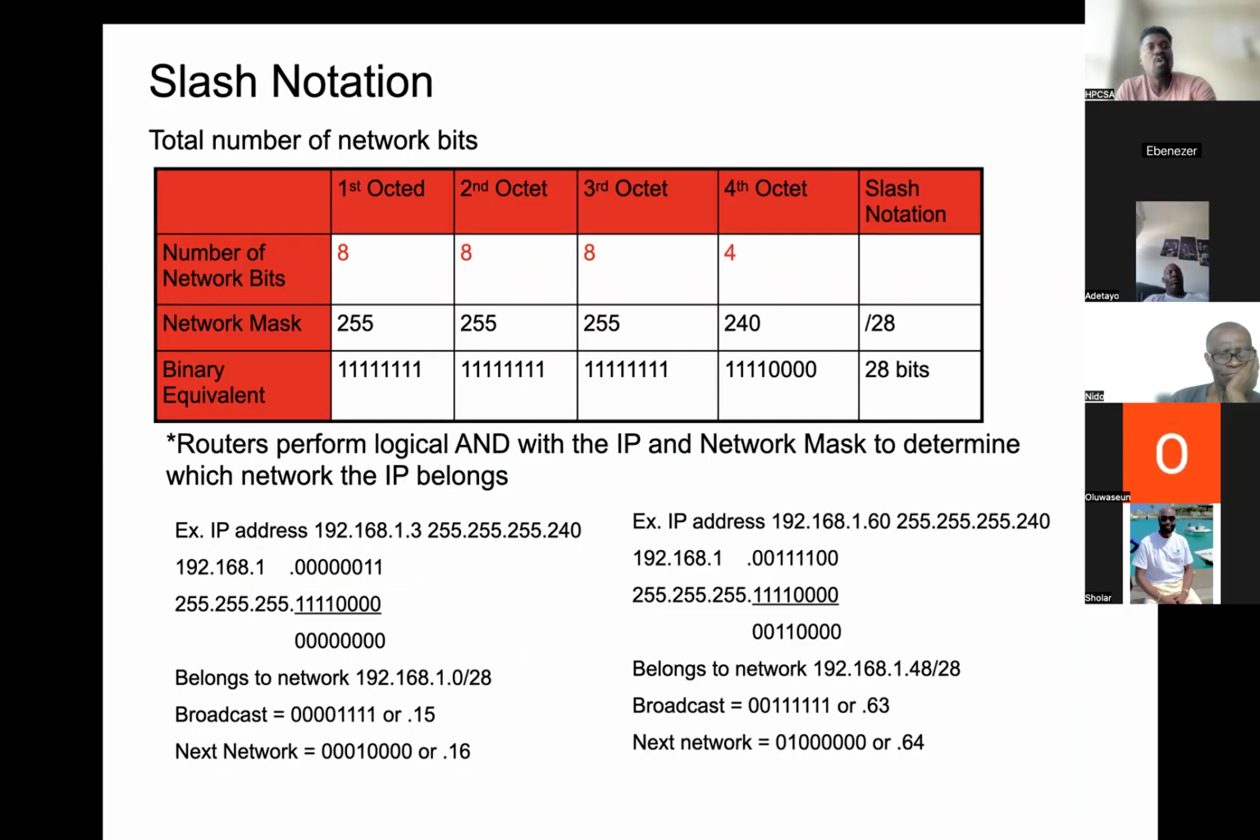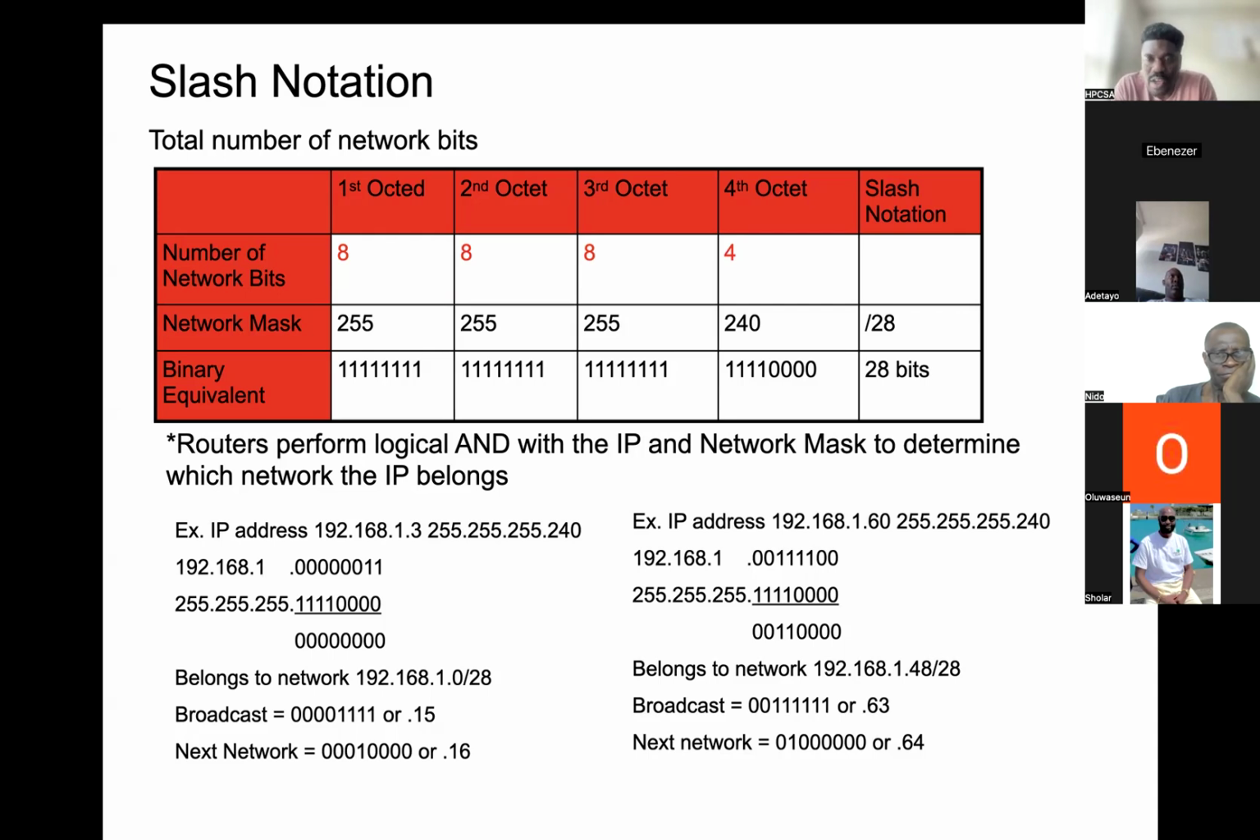Please pay attention. If you look at the binary equivalent, all ones show that the binary is there. 8, 8, 8, that's 24. Am I right? But this is showing 4 ones. That's 28. I hope that makes sense. Take 192.168.1.3, that is a slash 28. If you count all the ones, it gives you 28. 1, 2, 3, 4, 5, 8, 8, 8.